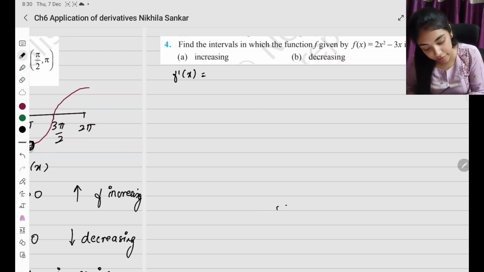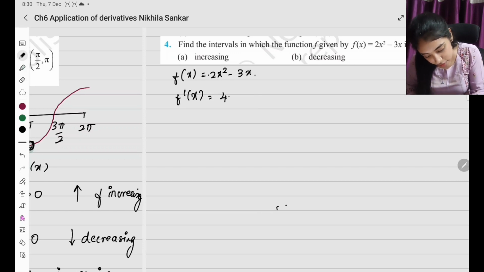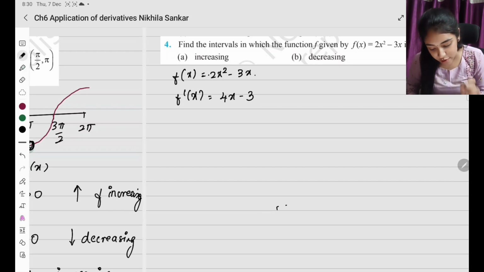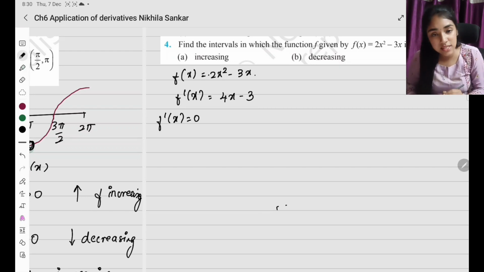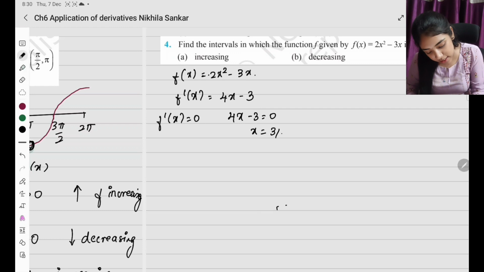So I have f dash of x equals, first f of x எழுதிக்கிறேன். So f of x is going to be 2x square minus 3x. So f dash of x equals 4x minus 3. So first step enna, I need to find out f dash of x equals 0. This is called the critical point. Okay. So when I do this, I have 4x minus 3 equals 0. X equals 3 divided by 4.